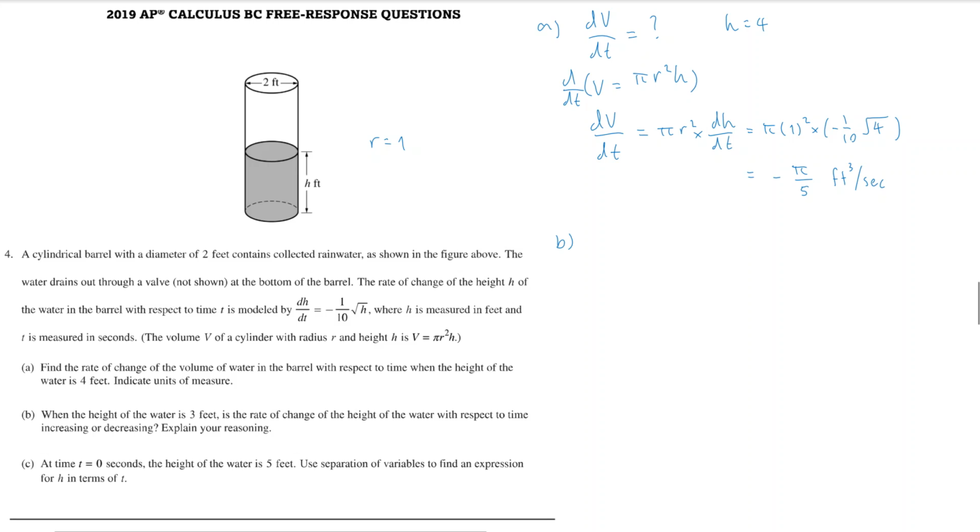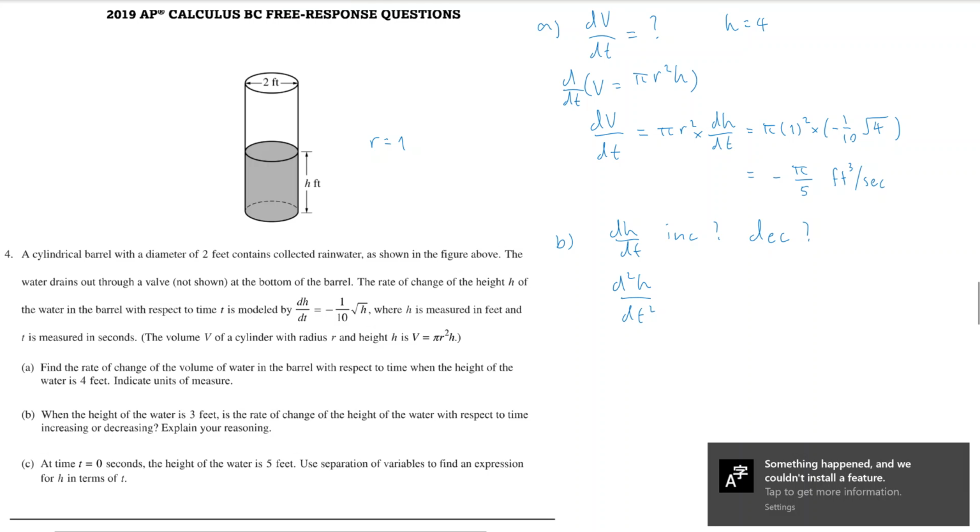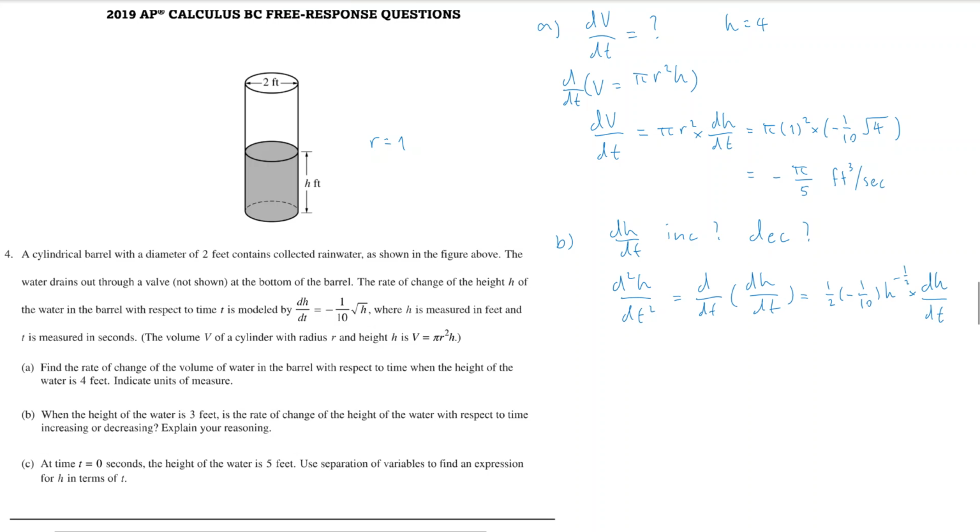Now question B is asking whether the rate of change in height of the water with respect to time, which is dh/dt, is increasing or decreasing. So to find this, we need to find the second derivative, d squared h/dt squared, and we need the chain rule for that. So simply take the derivative of dh/dt and multiply by dh/dt according to chain rule here.